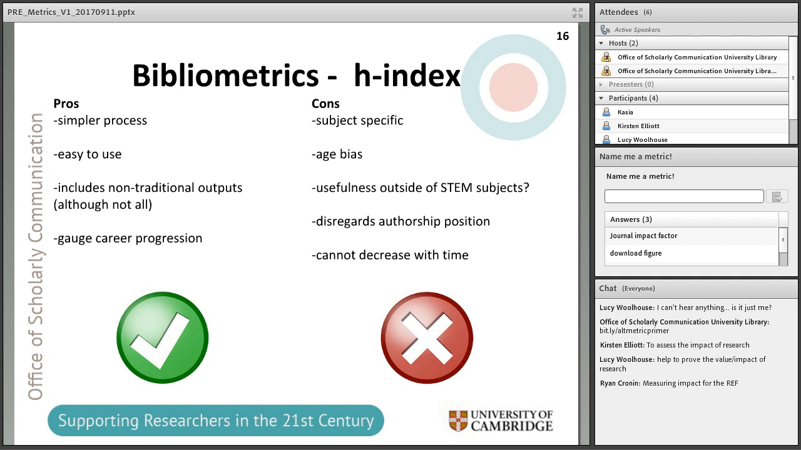And it cannot decrease with time. So it's supposed to kind of gauge your productivity, but it can't really gauge that drop-off in productivity unless you're, I guess, tracking it over time. But still, your older papers are probably likely to get more and more cited, especially if they're kind of seminal methodological type of papers.